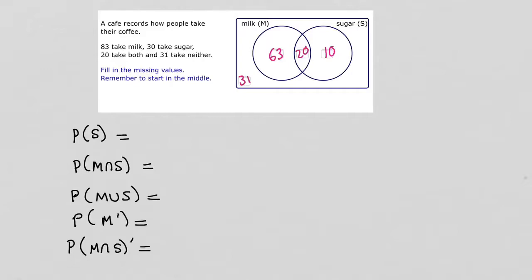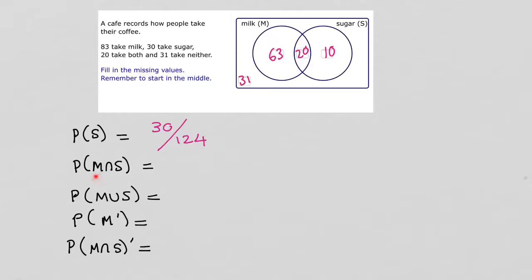Probability of S. So this is the probability that a random person takes sugar. Well, there are 30 people who take sugar. So it's going to be 30 out of, and altogether 31, 63, 20, 10. That's 124.